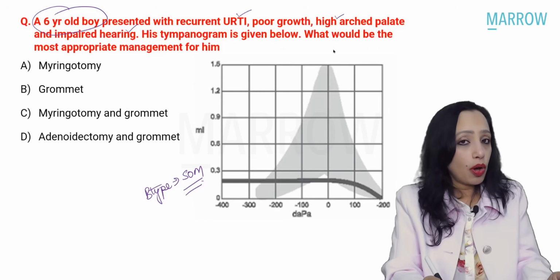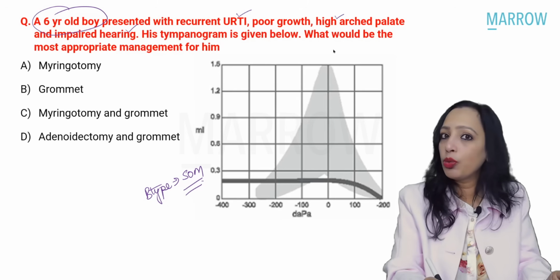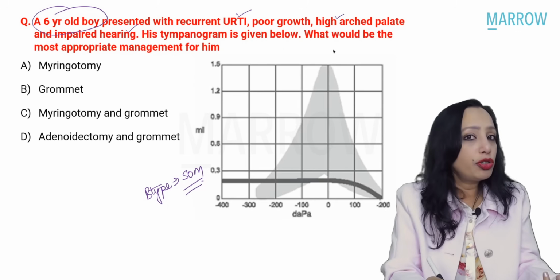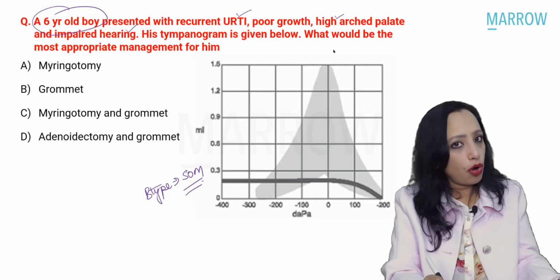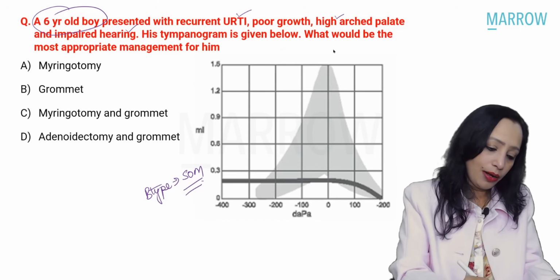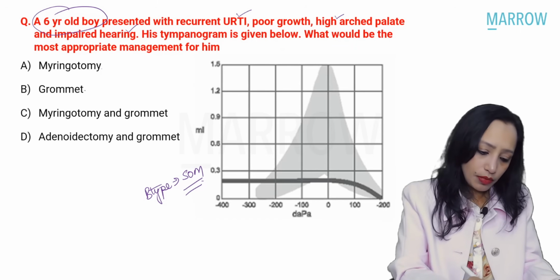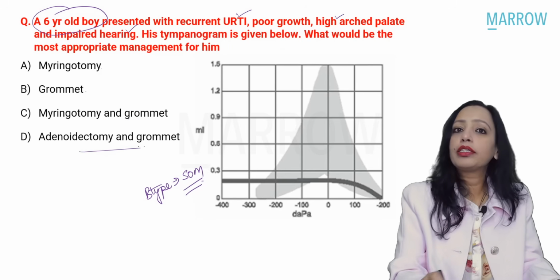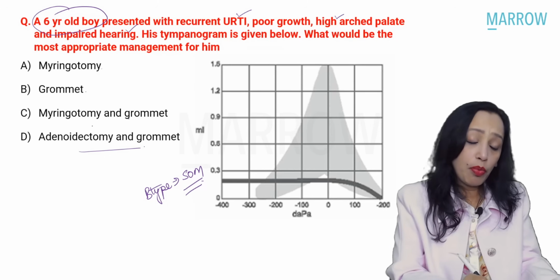Yes, we have to treat the cause, that is the hypertrophied adenoid. That we will do by adenoidectomy. And the serous otitis media in the ear will be treated by myringotomy and grommet. Let us see what the choices are: myringotomy, grommet, myringotomy and grommet, adenoidectomy and grommet. So what do you think will be the best answer?